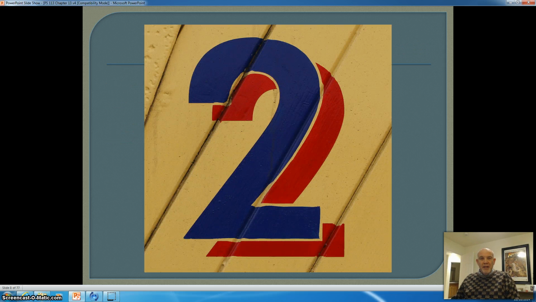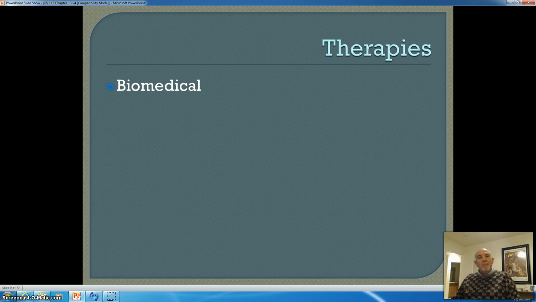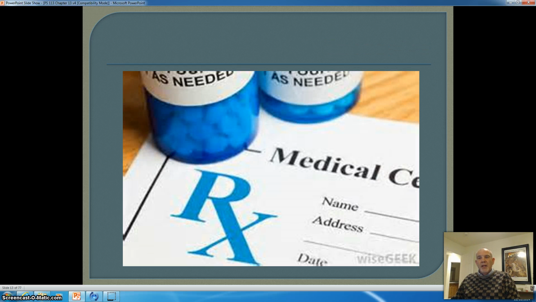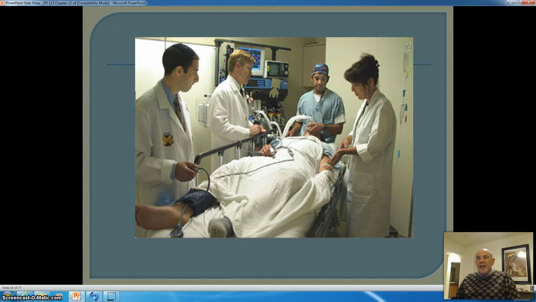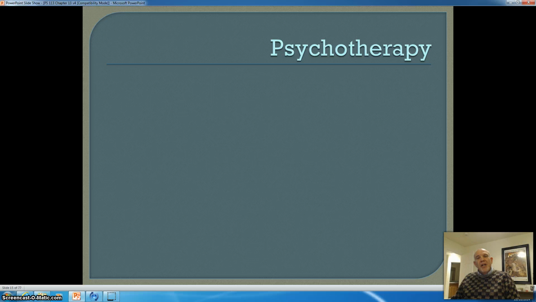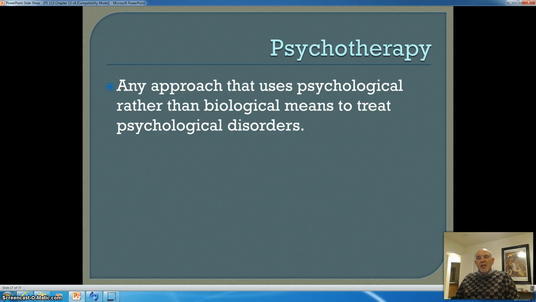There are two broad types of therapy when helping people with psychological disorders, and they are biomedical therapies and psychotherapies. Biomedical approaches include medication, electroshock therapy, and psychosurgery. Psychotherapy, on the other hand, is defined as any approach that uses psychological rather than biological means to treat psychological disorders. Most often, this psychological approach involves talking in a relationship with a professional.